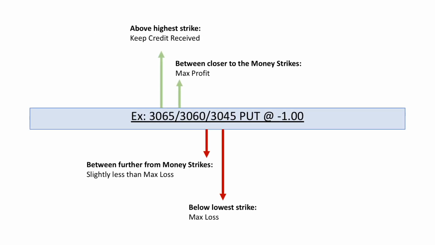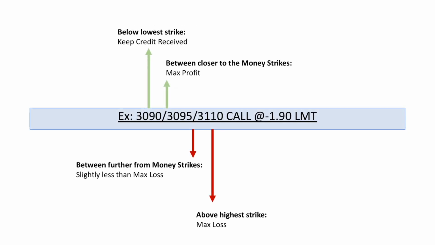Okay, I'm not sure if it helps to look at it this way, and maybe this is something that you can screenshot. So if you were to enter a put broken wing butterfly, you can simply look at it like, if it closes above my highest strike, I keep the credit received. If it closes in between my closer to the money strikes, I make my max profit, etc. And I made the same sort of screenshotable layout for a call spread because it's the opposite.